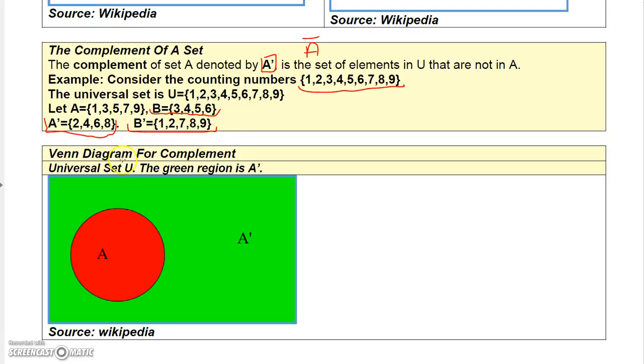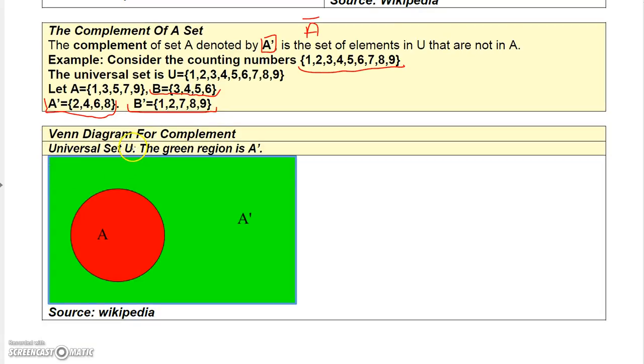Now the Venn diagram for the complement, you really just need set A. Notice this red circle represents everything that's in set A. So basically, if I did a diagram here, let me change colors. Using the example I used up here, set A contains the elements 1, 3, 5, 7, 9. And then outside of A, this green region is A prime, and A prime contains the other values 2, 4, 6, and 8. So that's how it works visually.